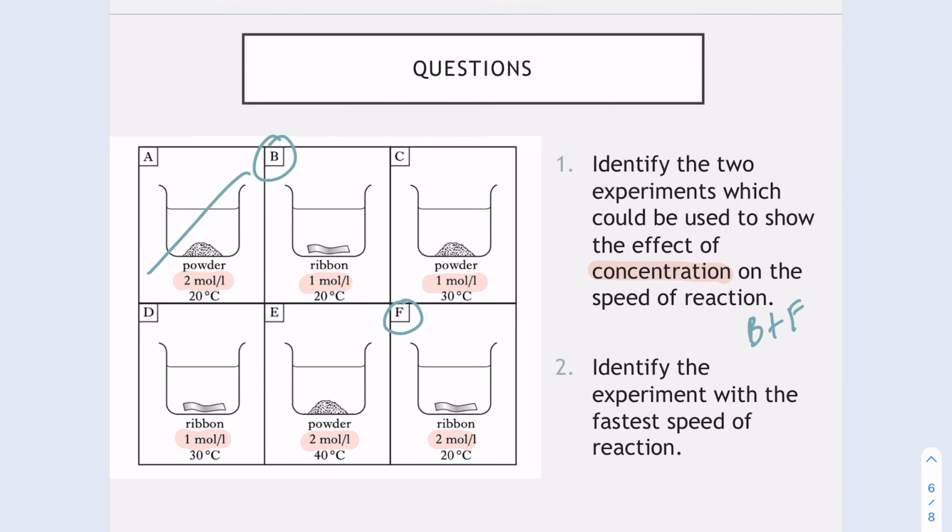With question 2, you're looking for basically just the fastest speed of reaction. Now you're looking for a high concentration, a high temperature and powder. So with A, we've got 20 degrees, which is okay. We can see if we can find anything higher. C has got 30 degrees, but it's got a low concentration. Whereas with E, we've got powder, a high concentration and a high temperature. So I would say E is the experiment with the fastest reaction.